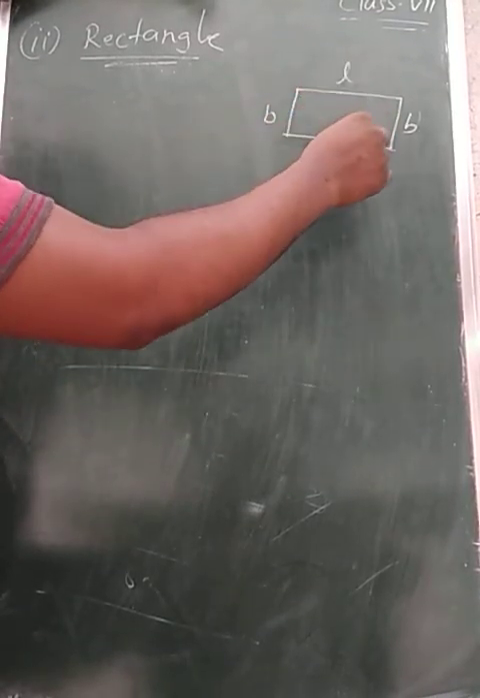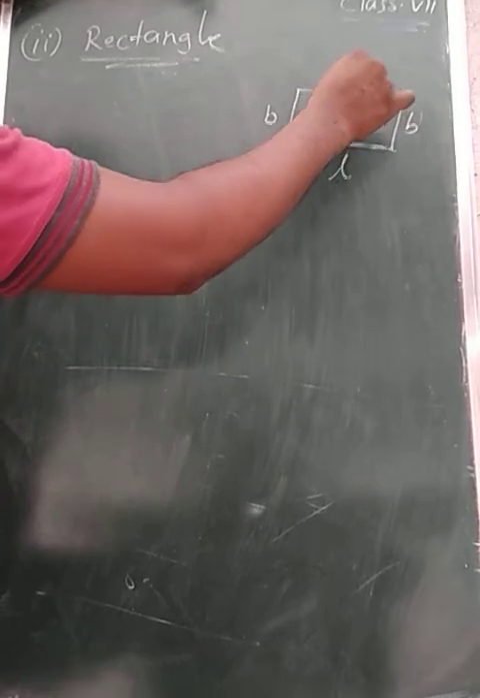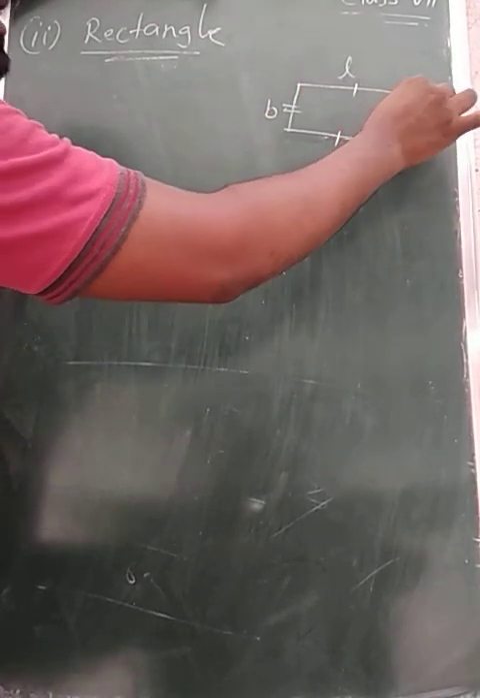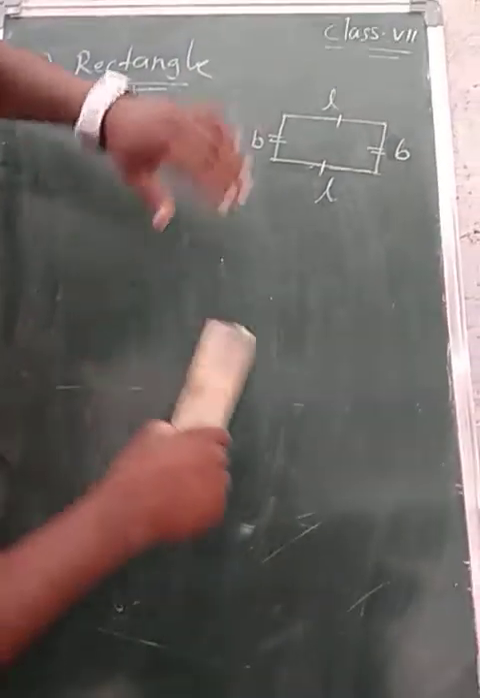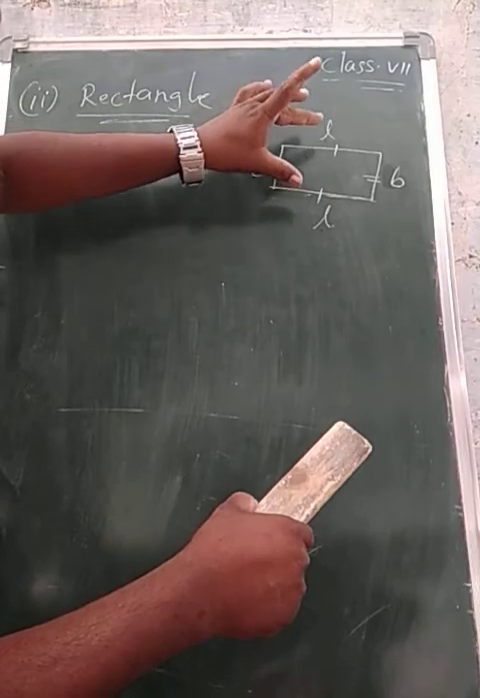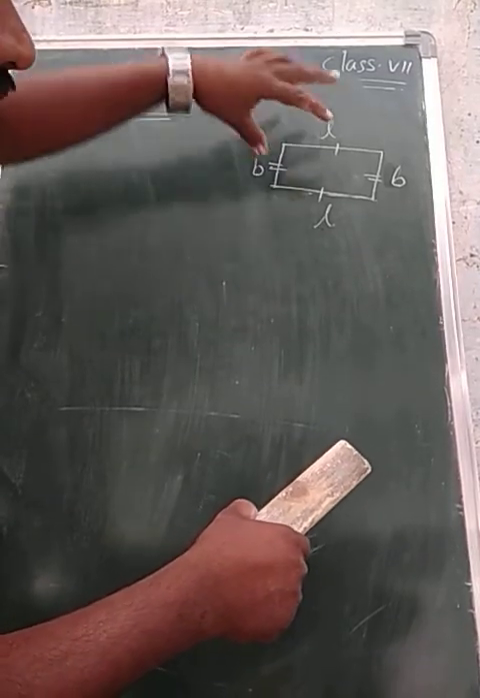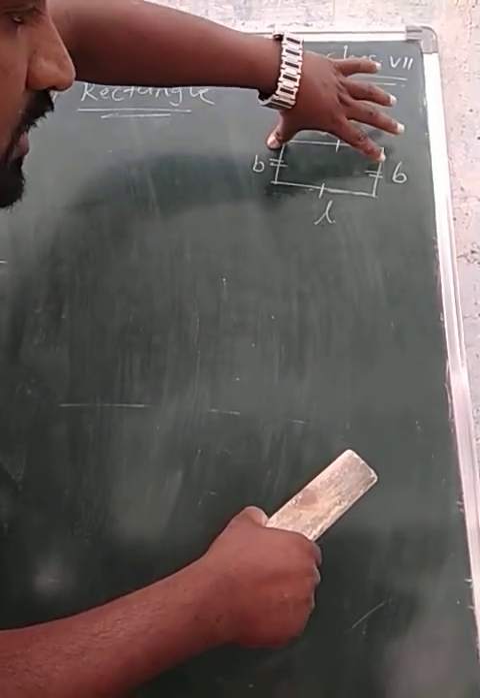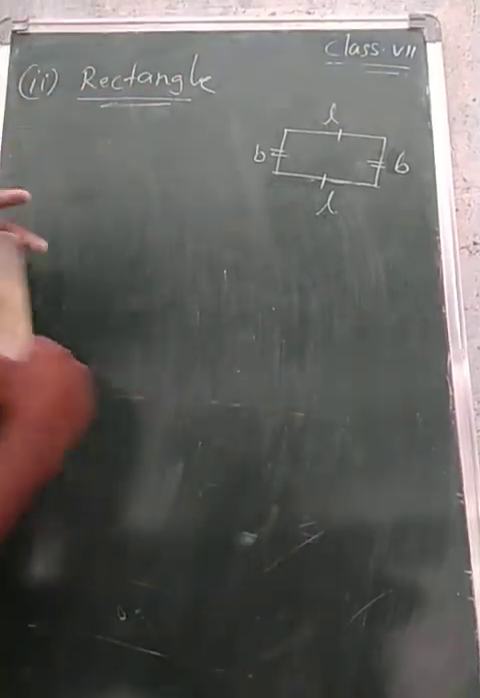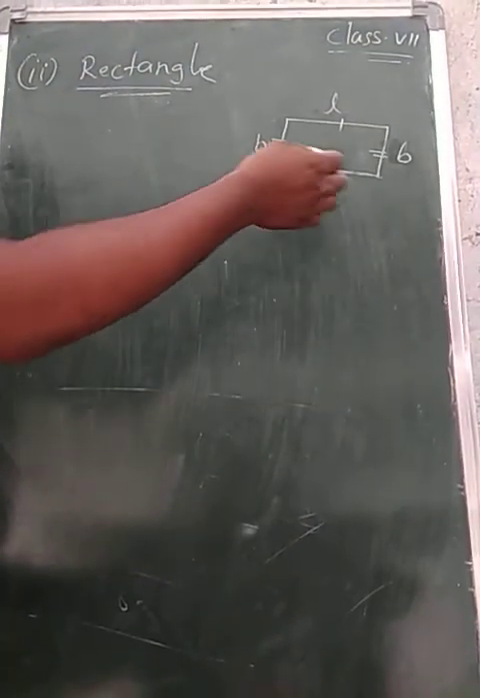Opposite sides are equal as well as parallel. Each angle measures what? In a rectangle, opposite sides are equal and parallel. Okay? Here, see how to find the perimeter.